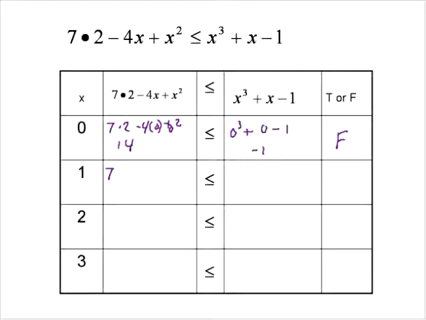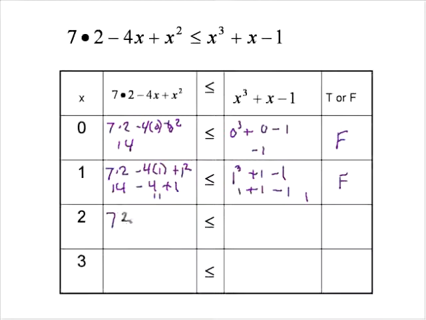We plug in 1, we'll get 7 times 2 minus 4 times 1 plus 1 squared. Following order of operations, we can multiply first, so that's 14 minus 4 plus 1. Actually, we do the exponent first, and 1 squared is just 1. 14 minus 4 is 10, plus 1 is 11. Over here, 1 cubed plus 1 minus 1 is 1 plus 1 minus 1, which is 1. 11 is not less than or equal to 1. That's false.